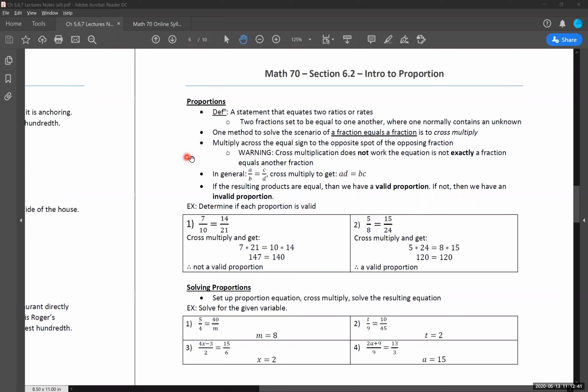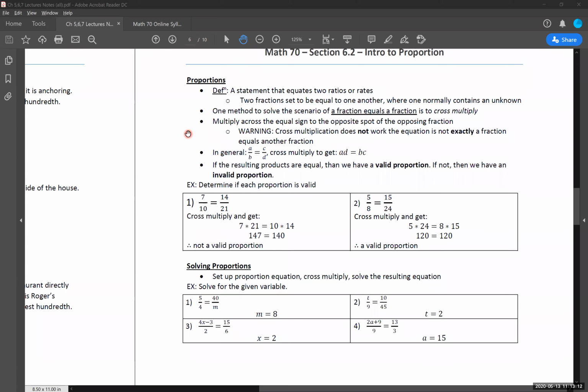So the main way of doing this, we multiply across the equal sign to the opposite spot of the opposing fraction. The numerator of one fraction is going to multiply by the denominator of the other fraction. The denominator of the first fraction is going to multiply with the numerator of the other fraction. I'll show you some examples of this, but it's a really quick, really nice method to take care of fractions really easily and get those out of there altogether.